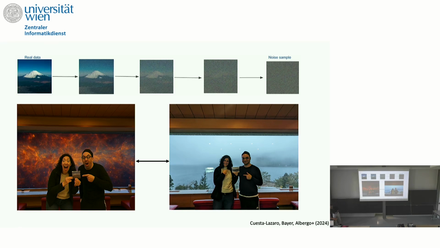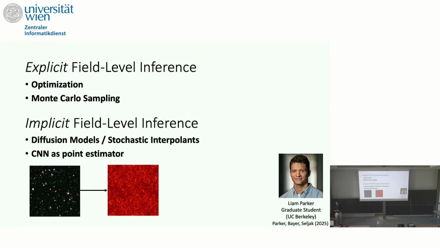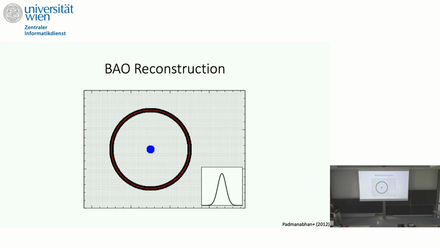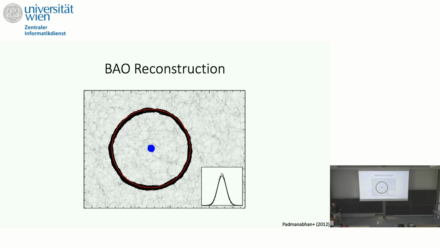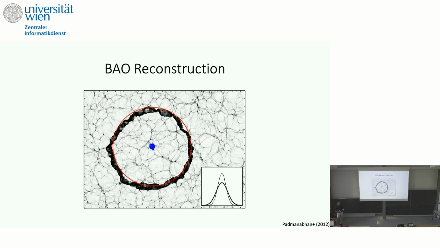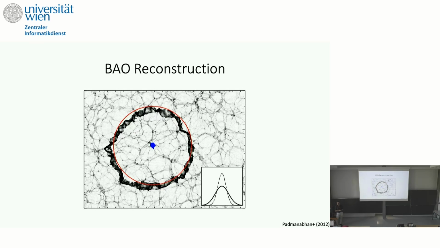But another thing I'm very excited about is just using a CNN as a point estimator. And so this is work with Liam Parker, a grad student at UC Berkeley. And what we're trying to do here is just go from the galaxies field to the initial field of the universe for the application of BAO reconstruction. And so what is BAO reconstruction? In the linear early universe, you have this very beautiful circle associated with the BAO scale. But then, as nonlinear evolution happens, the circle starts getting distorted, and you get this black fuzzy line.